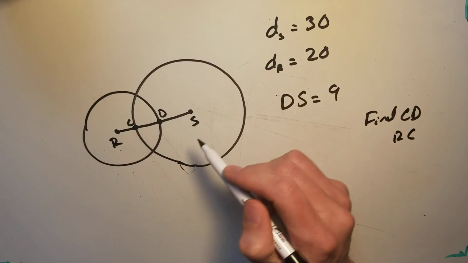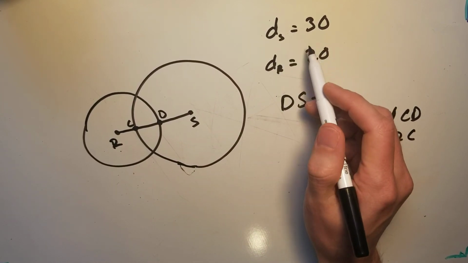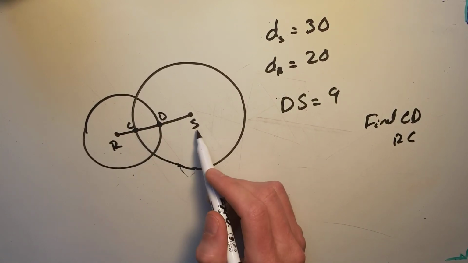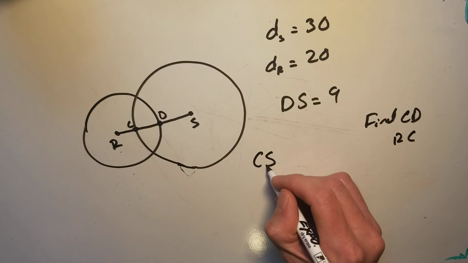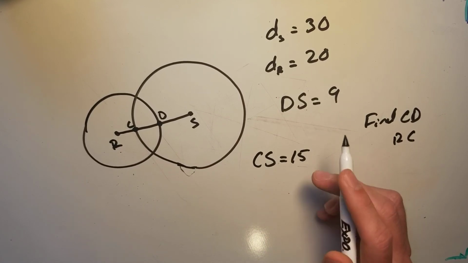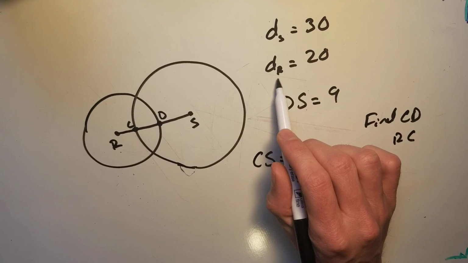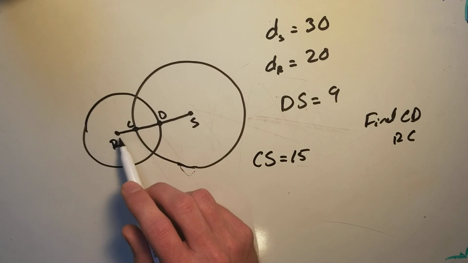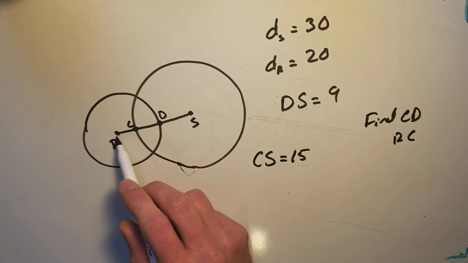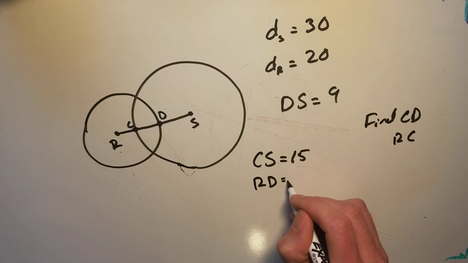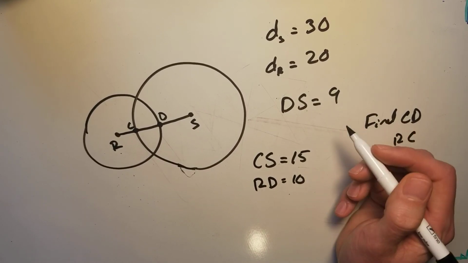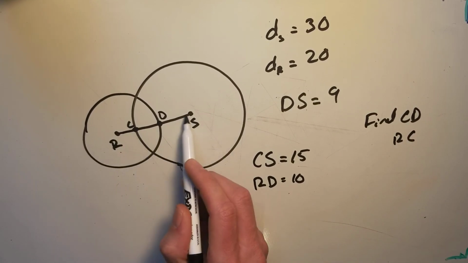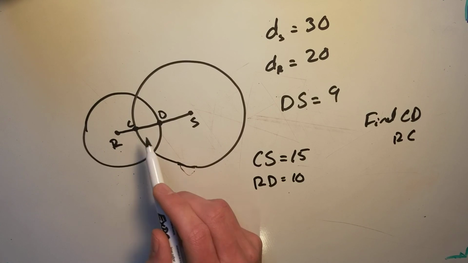So given the diameter of circle S is 30, we should be able to figure out the radius is going to be 15. Now if you look at the diagram, the radius of circle S is going to be the segment CS. So that would be 15 units. The diameter of circle R is 20, so its radius would be 10. And if you look at circle R, its radius would be segment RD. So RD would equal 10. We know DS is 9. Our goal is to find, first off, CD.